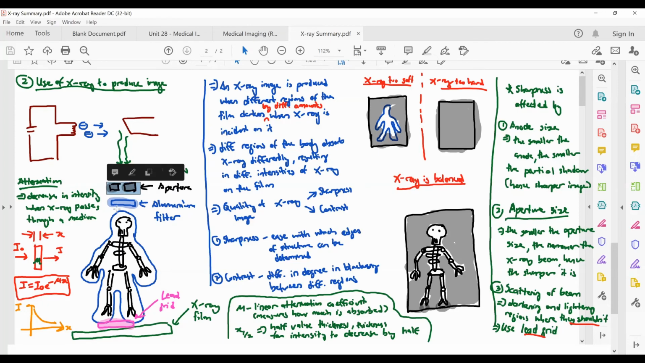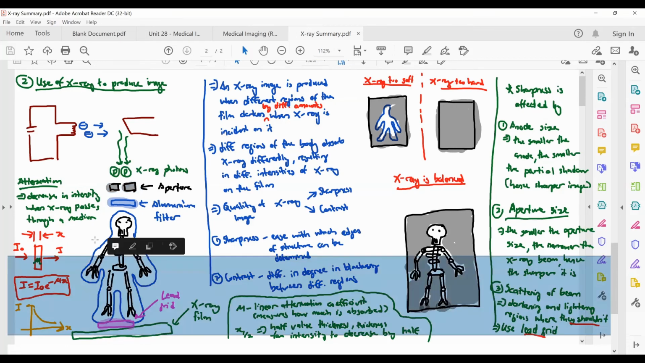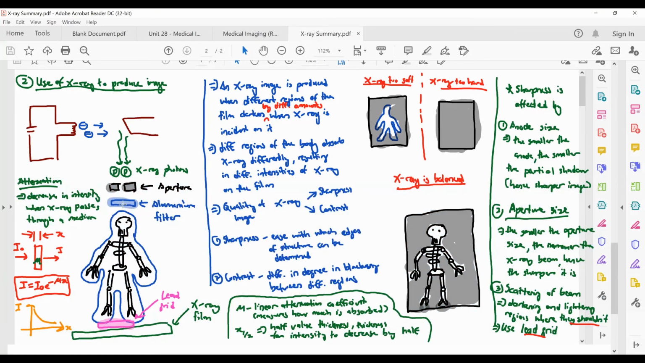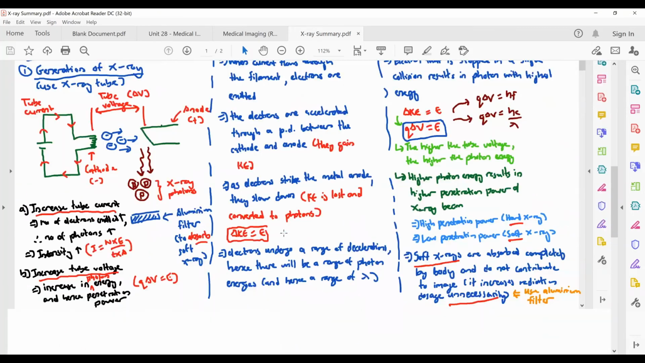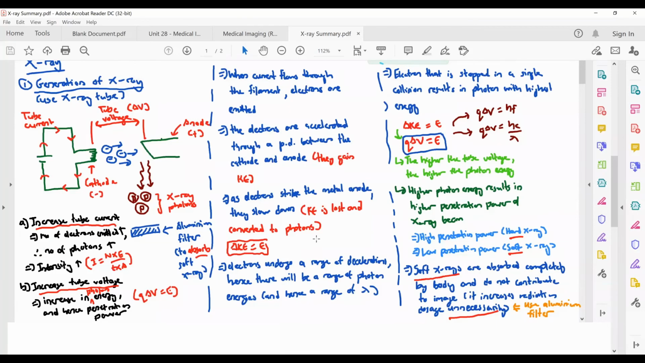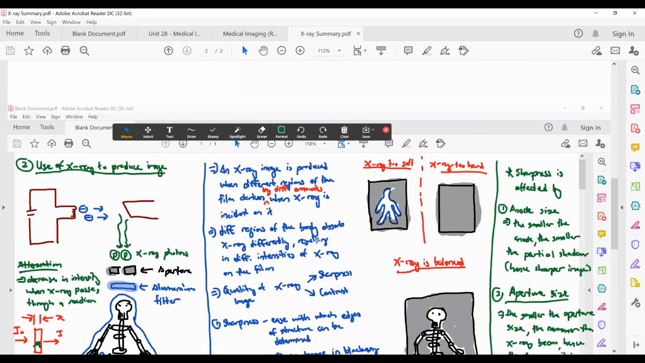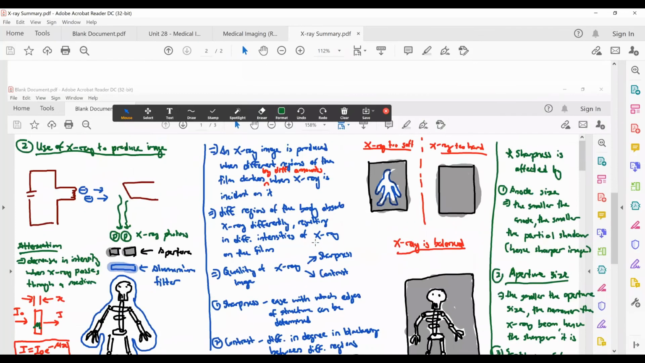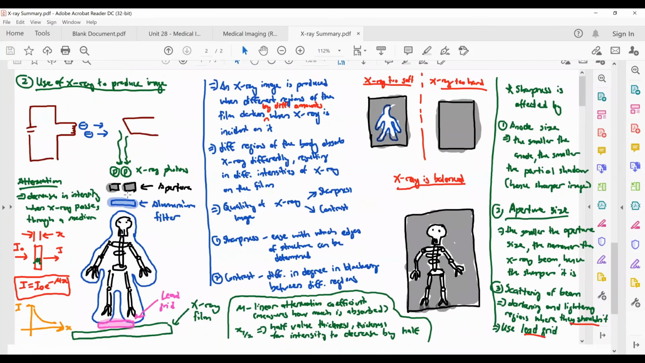Okay. Then after that, you will pass through the person and produce an image with small partial shadow, so your image is sharper. Okay. Your aluminum filter here is the one from the previous screenshot. The aluminum filter here I mentioned to you is meant to absorb any soft X-ray because they don't have any purpose here. They only increase your radiation dosage unnecessarily. Okay, so that part is fine.